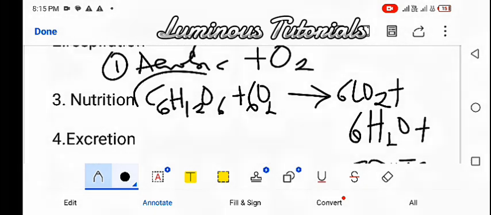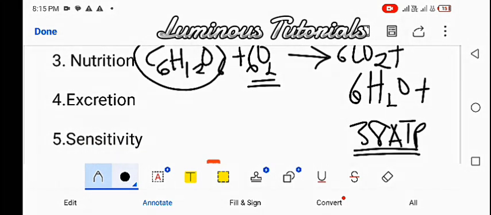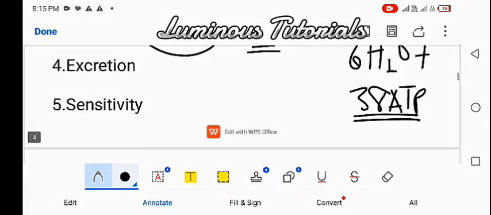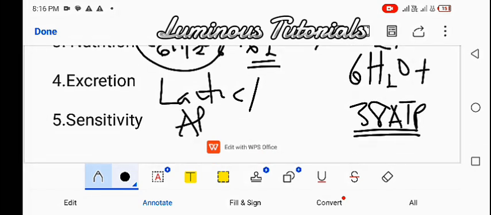So it is the process whereby food substance is broken down in the presence of oxygen, as in aerobic, or in the absence of oxygen, as in anaerobic, to give us energy, ATP. Does that make sense? Please take note of this equation. It is very, very important. For anaerobic respiration, carbon dioxide is not formed. What is formed is either lactic acid or alcohol, in the absence of oxygen.